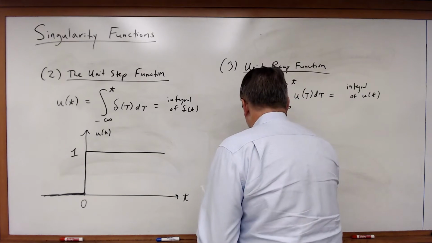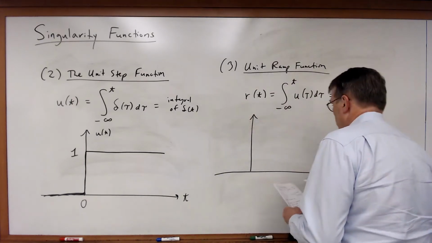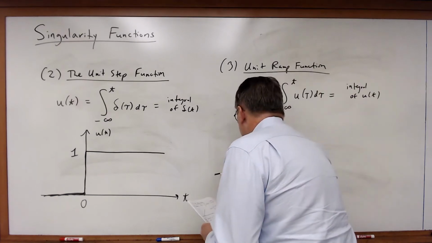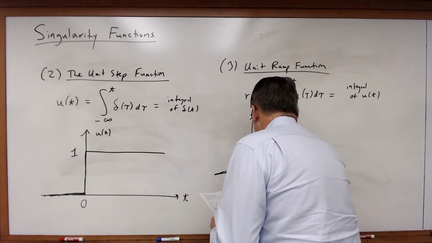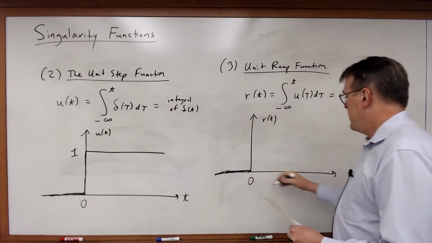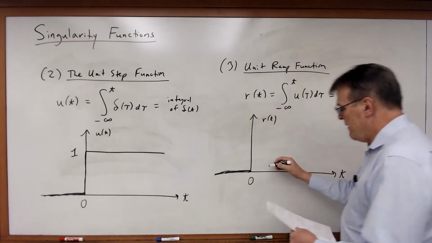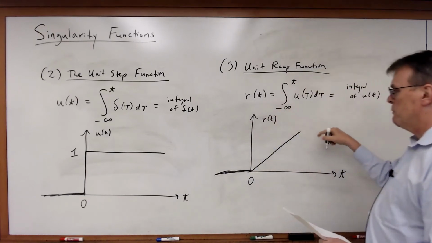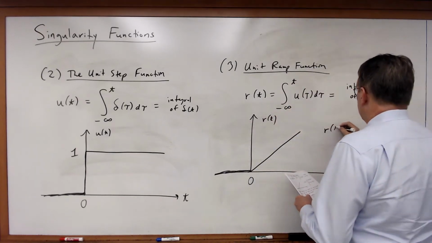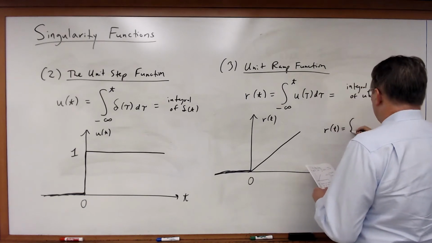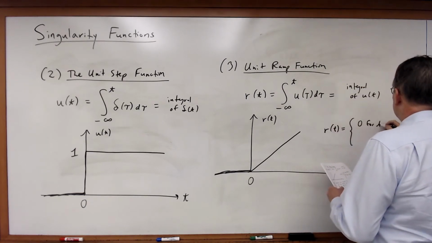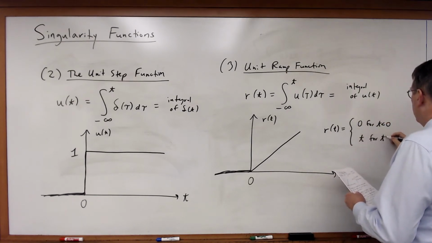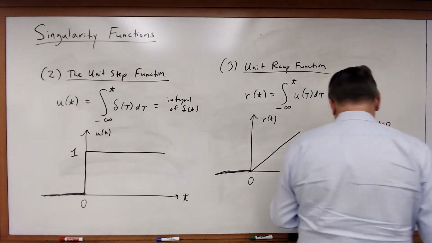And the unit ramp function looks like this. It has a value of 0 for t less than 0. And then at time t equals 0 and thereafter, it has a value of t. So it ramps up. So r of t is equal to 0 for t less than 0, and it's equal to t for t greater than or equal to 0.